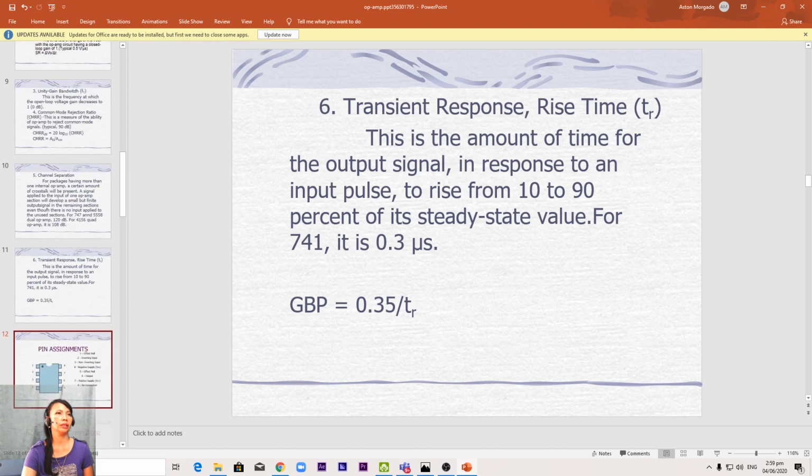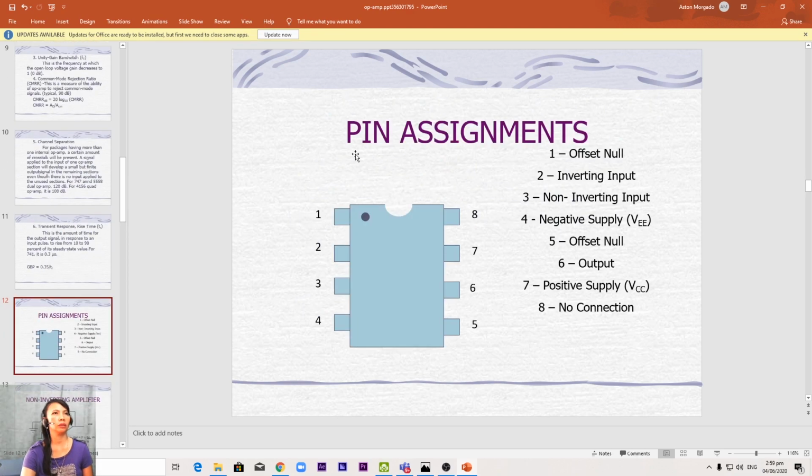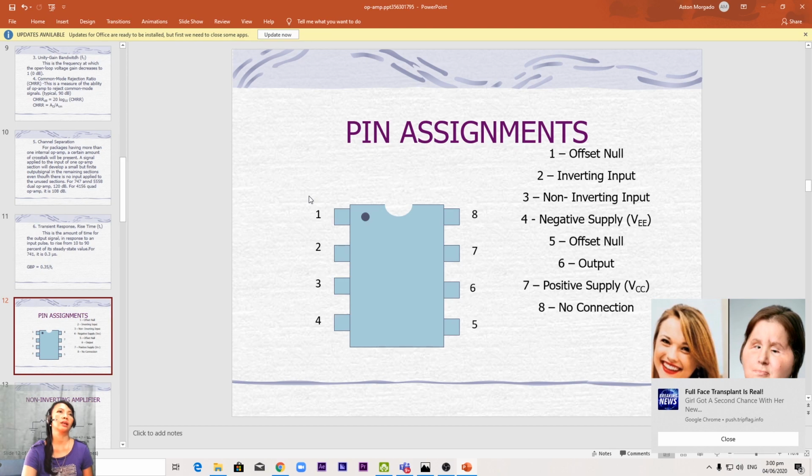Okay, so this is what the 741 op amp looks like. You can actually buy this in an electronic store. It looks just like your digital ICs, like your 7400s, but the difference is that we have 8 pins here. So you have to memorize the 8 pins.